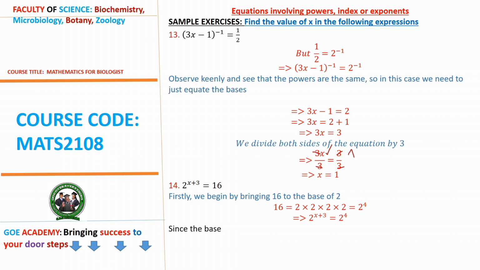And since the bases are the same, we can now equate our powers. So x plus 3 equals 4, still a linear equation. To make x the subject of the formula, we send anything that does not have x to the other side of the equation. 3 does not have x, so we send it to the other side. So it becomes x equals 4 minus 3. The sign has to change since it has crossed the equality sign. 4 minus 3 is simply 1, so the value of x equals 1.